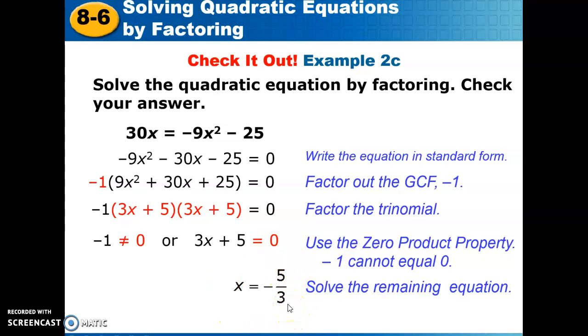So let me reiterate that trick. The trick is take the opposite of this divided by the number in front of the coefficient. So negative 5 divided by 3.